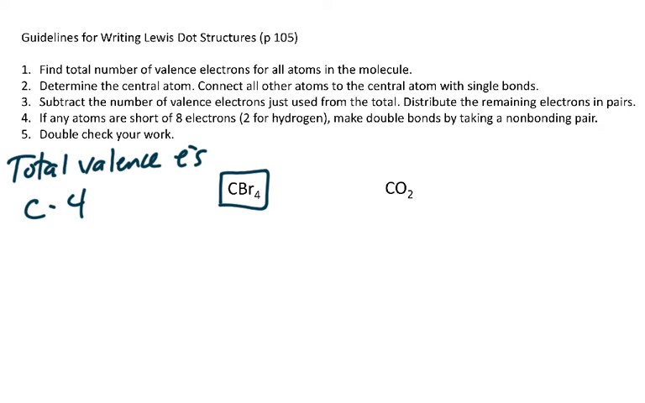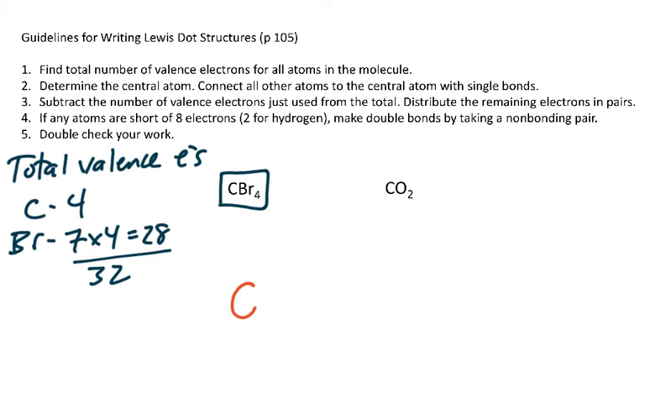So carbon has 4, Br has 7, and we have 4 of those. So we have a total of 32. We would think carbon will be in the middle.